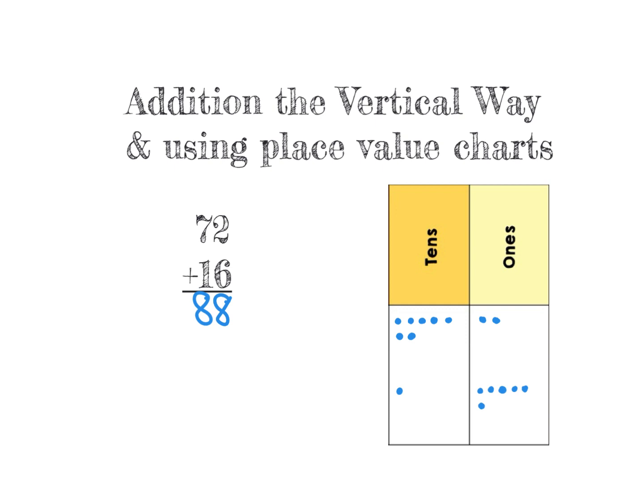In order to add these together, we are simply going to count the dots. We have 1, 2, 3, 4, 5, 6, 7, 8 ones. And we have 1, 2, 3, 4, 5, 6, 7, 8 tens. Our numbers are exactly the same.